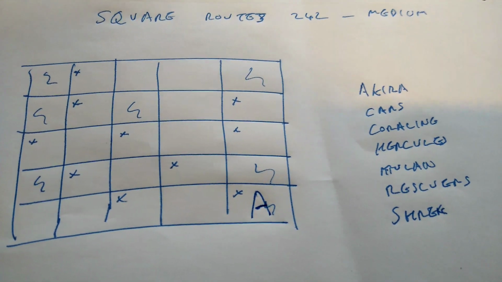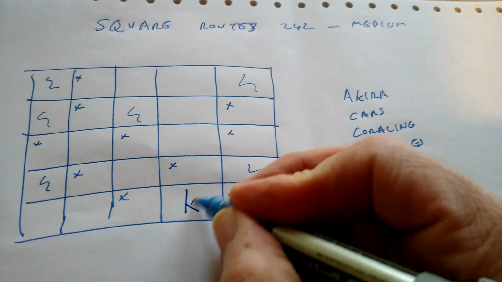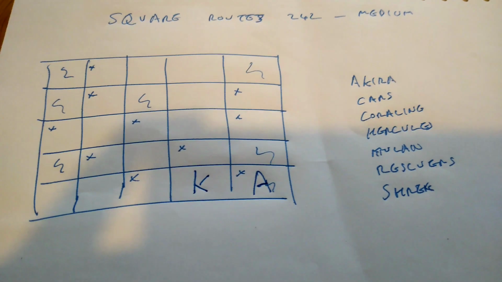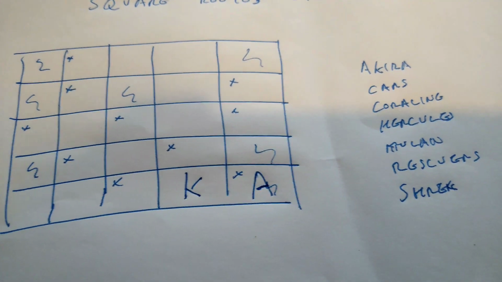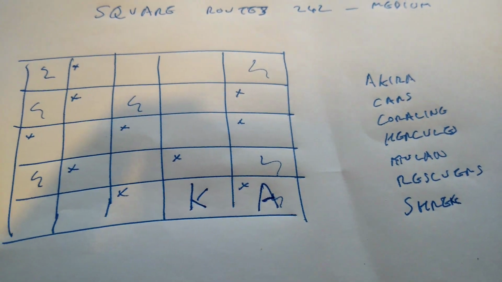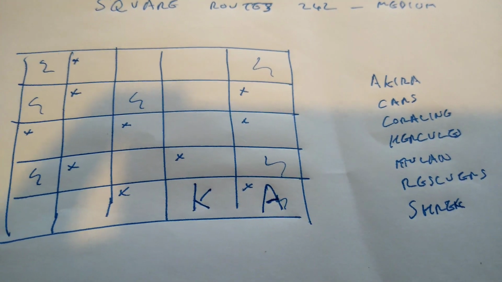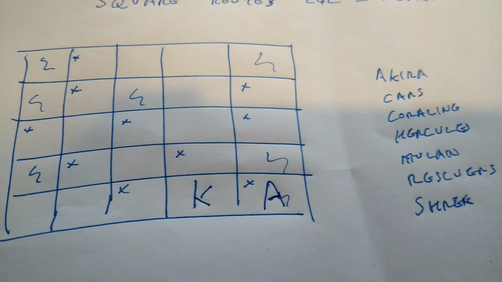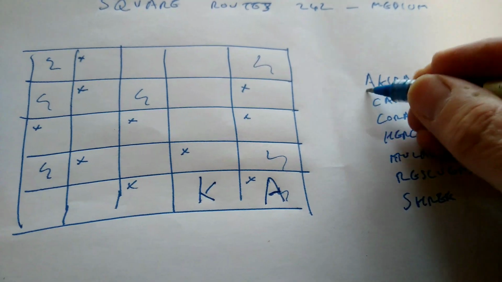And then no words start with a K, so we know that that's a K immediately. But then the rest of the word could go any old where. Do we have any other clues? Not much to go on really.